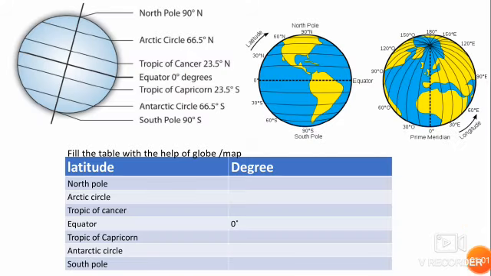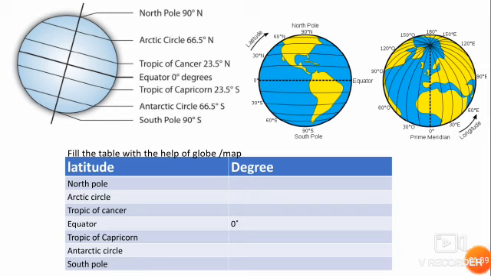If you observe the globe closely, you can see some lines drawn parallel to the equator and some lines drawn perpendicular to the equator. The lines which are parallel to the equator are called latitudes. They are parallel to each other and never meet. Latitudes range from 0 degree to 90 degree to the north and 0 degree to 90 degree to the south of the equator.